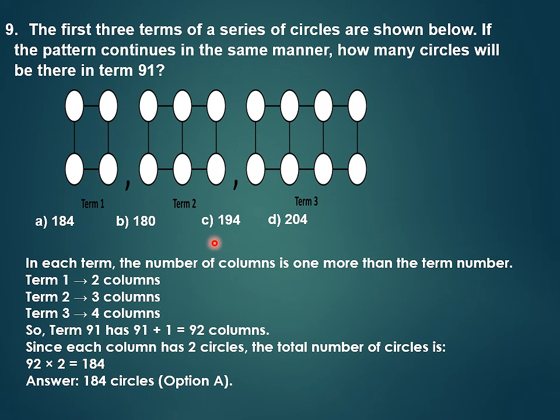So in each term the number of columns is one more than the term number. Like term 1 has 2 columns, column 1, column 2. Term 2 has 3 columns, column 1, 2 and 3. Term 3 has 4. So term 91 will have one more column than 91, which is 92 columns. Each column has 2 circles. So the total number of circles will be 92 into 2, which is 184 circles. So 184 circles, option A is the right answer. I hope it is clear.